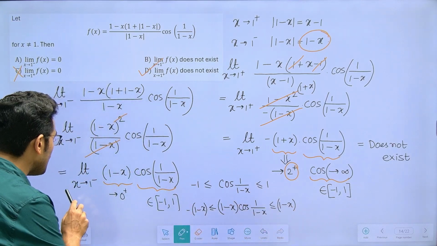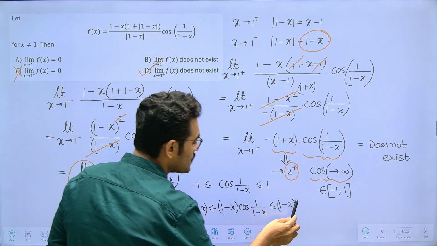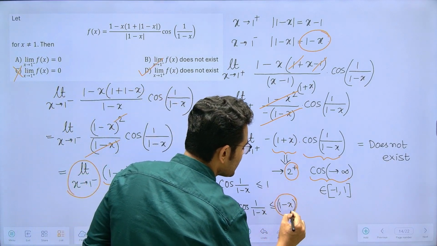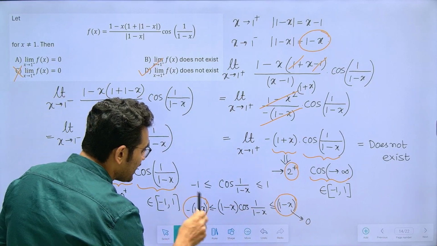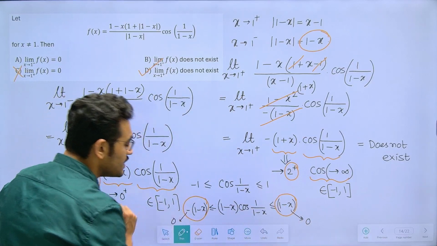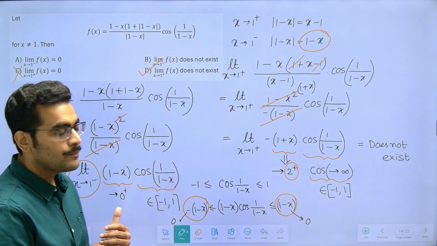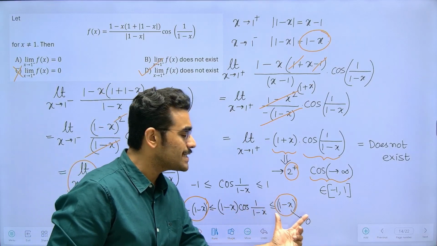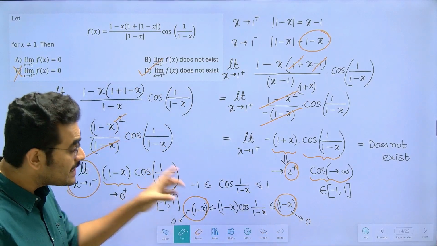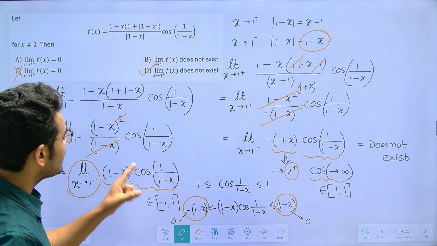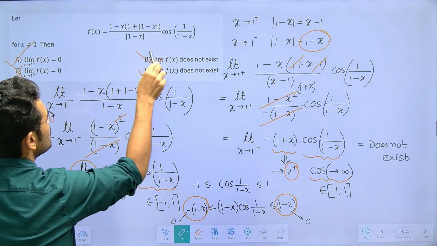And what is happening when x tends to 1 minus? This quantity 1 minus x is tending to 0 as x tends to 1 minus, and minus of (1 minus x) is also tending to 0 as x tends to 1 from the left side. So this side tends to 0, this side tends to 0, so the sandwiched function must also tend to 0. So in this case the limit will exist and this limit value must be equal to 0. So option A is correct, B is false.